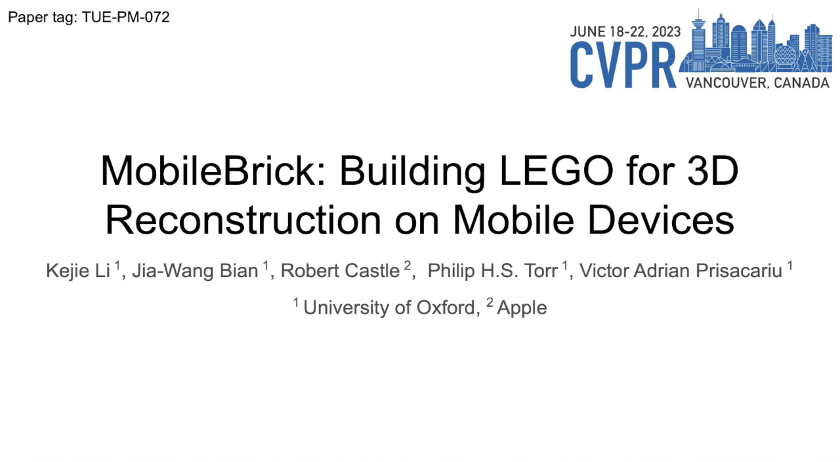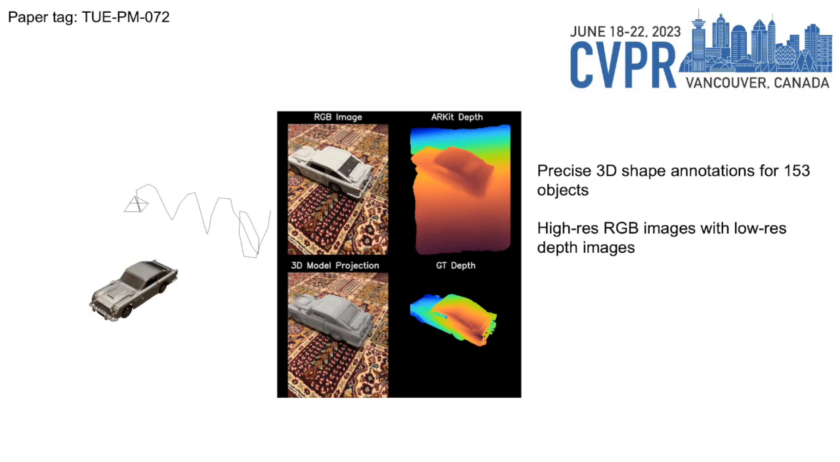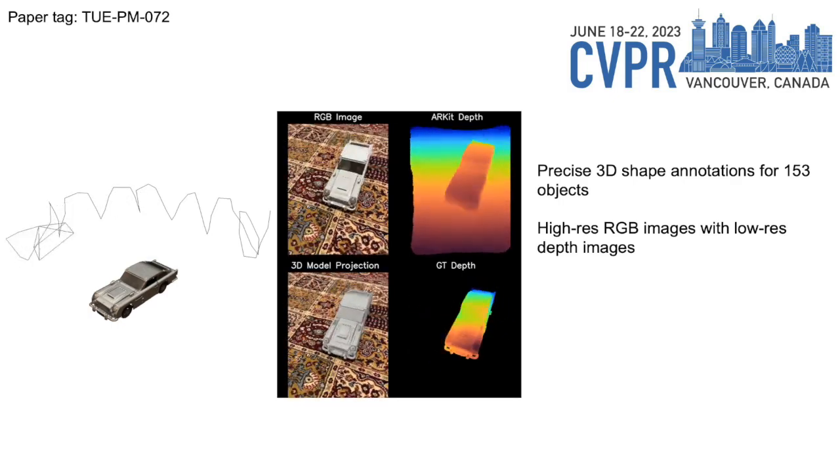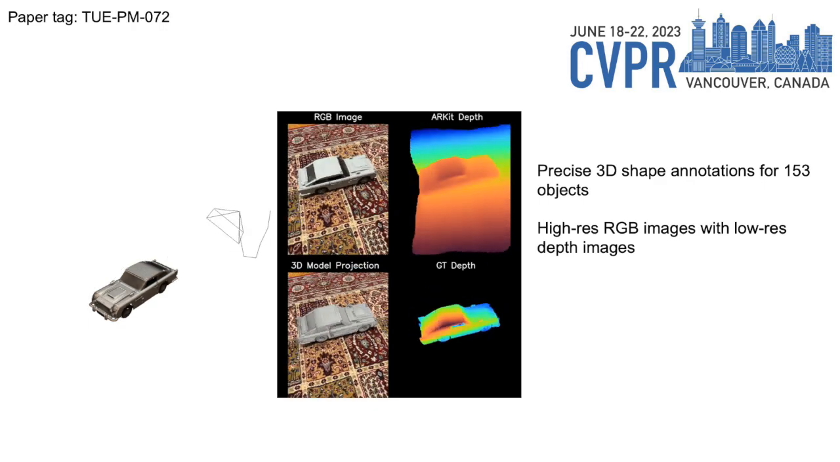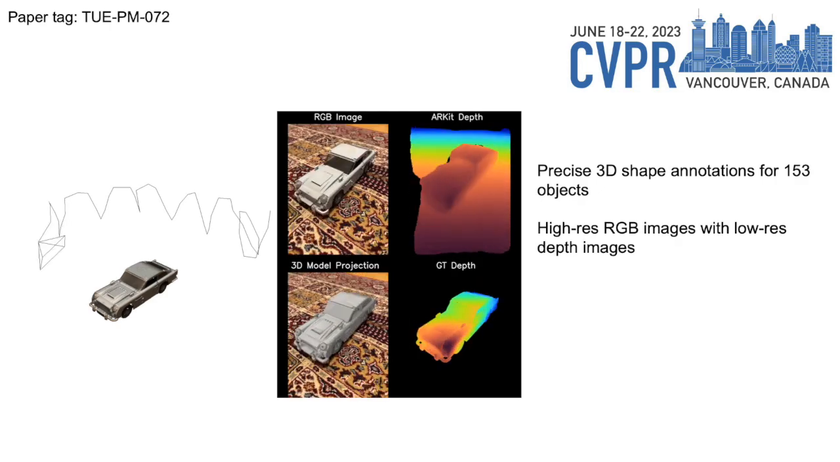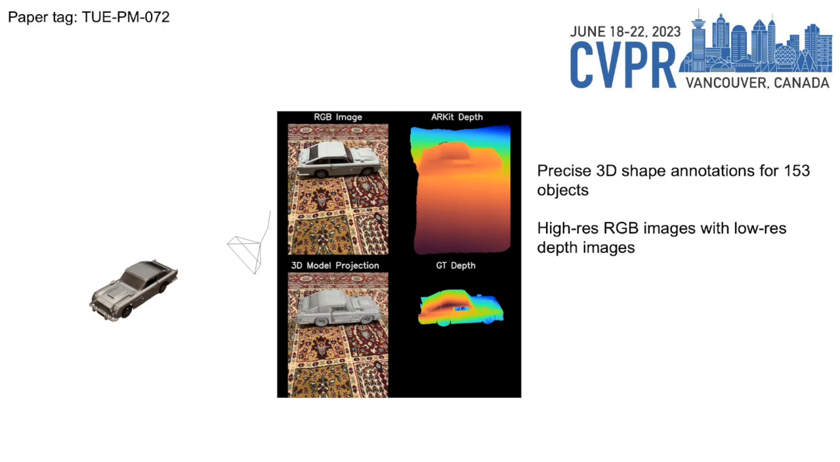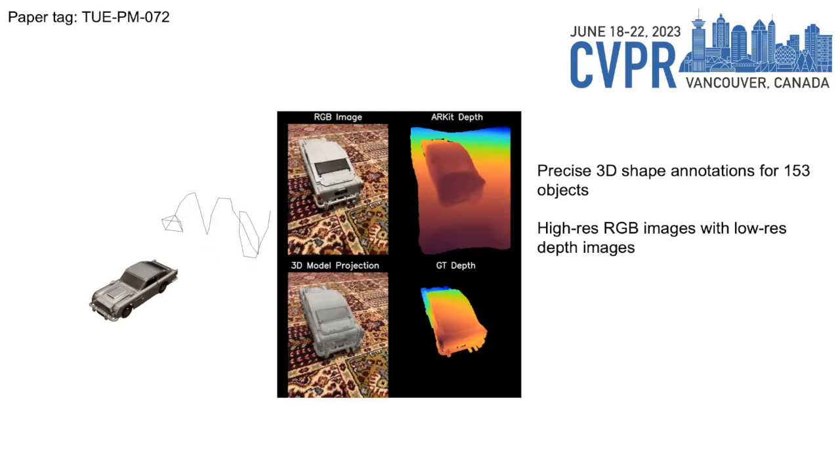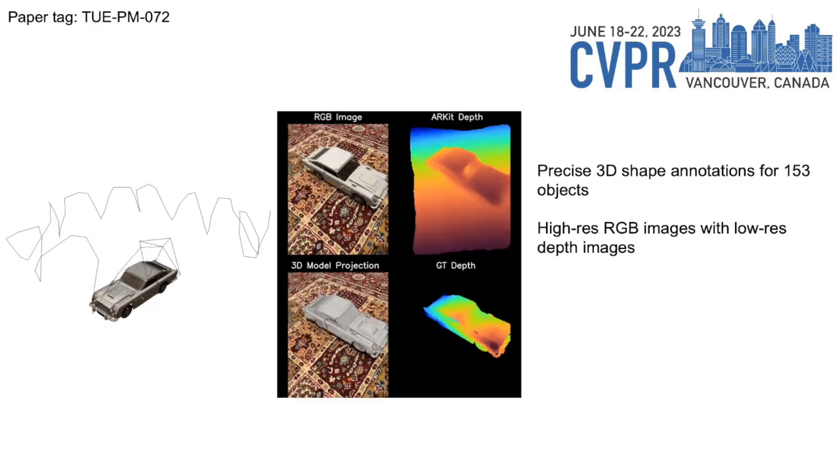Hello, we are here to present our work, MobileBrick, Building Lego for 3D Reconstruction on Mobile Devices. This is a multi-view RGBD dataset captured using a mobile device, which includes highly precise 3D ground truth annotations for 153 object models featuring a diverse set of 3D structures. We obtain precise 3D ground truth shape without relying on high-end 3D scanners by utilizing Lego models with known geometry as the 3D structures for image capture.